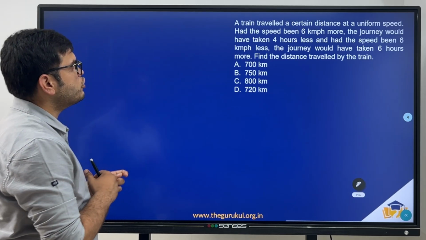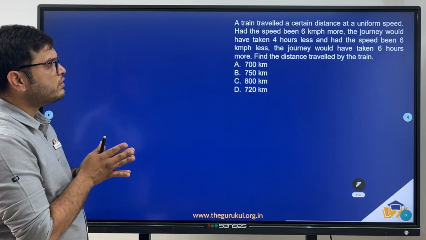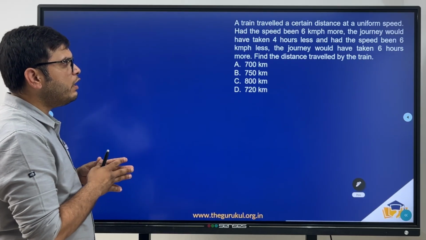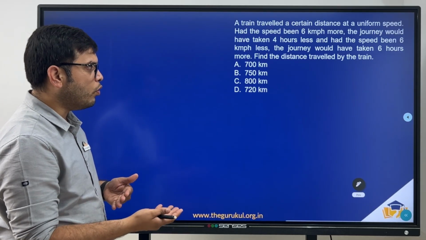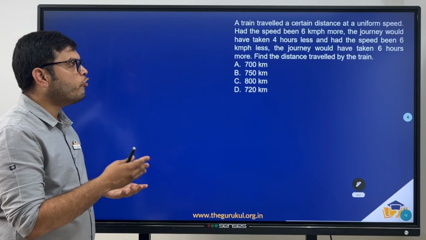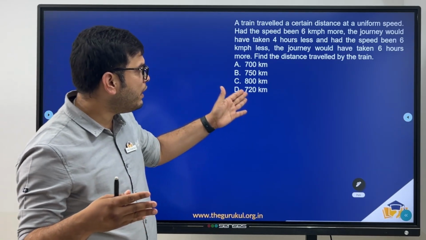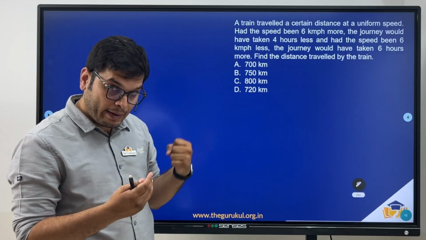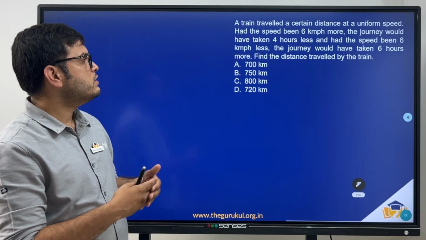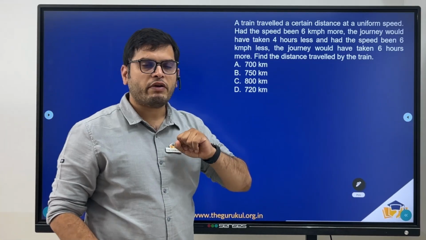Now coming to the first question, a train traveled a certain distance at a uniform speed. Had the speed been 6 kilometers per hour more, the journey would have taken 4 hours less, and had the speed been 6 kilometers per hour less, the journey would have taken 6 hours more. Find the distance traveled by the train.